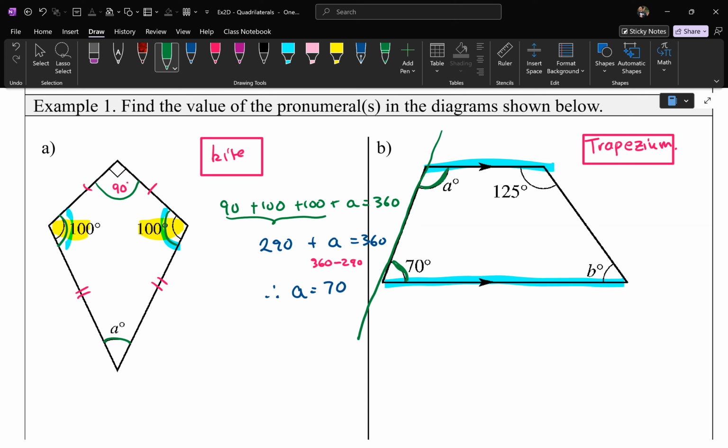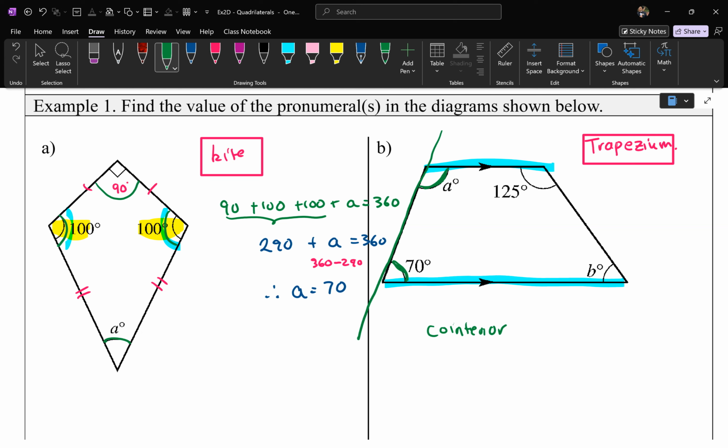Not the same. They're co-interior. Remember, if they're on the same side but inside the parallel lines, these are co-interior. Now, if they're co-interior, what does that mean? Top one is double. No. Co-interior means they have to add up to 180.